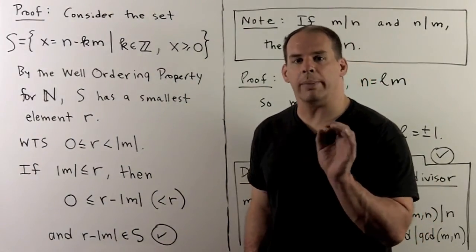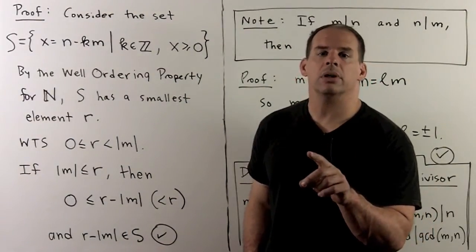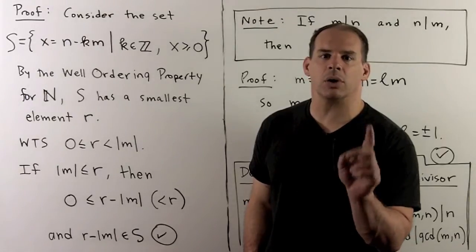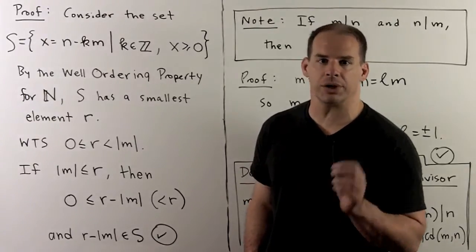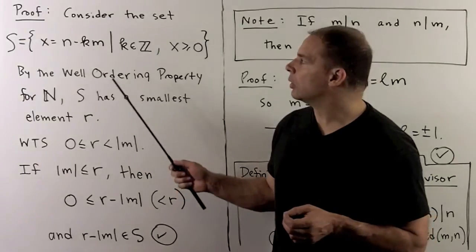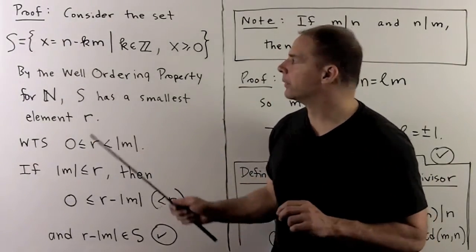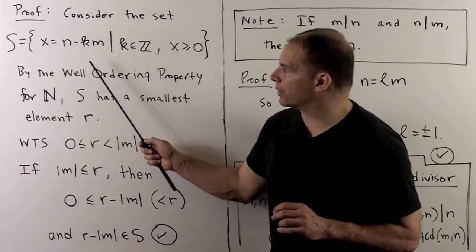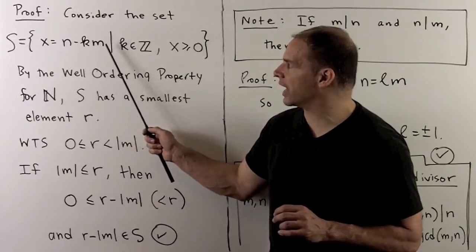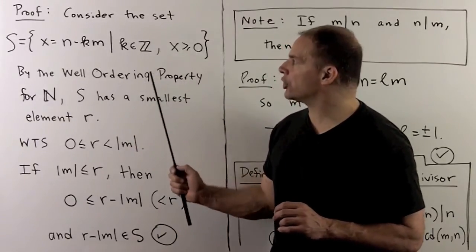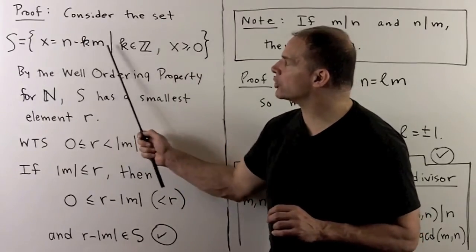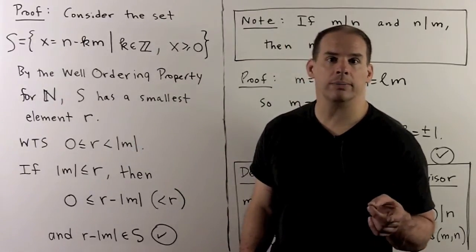Let's show that we always have a remainder in the desired form. So our remainder is always between 0 and the absolute value of m, including 0. We'll start by forming a subset of the natural numbers union 0. So what I'll do is I'll take all integers of the form n minus k times m. k ranges over the integers, but we want that these numbers are greater than or equal to 0.